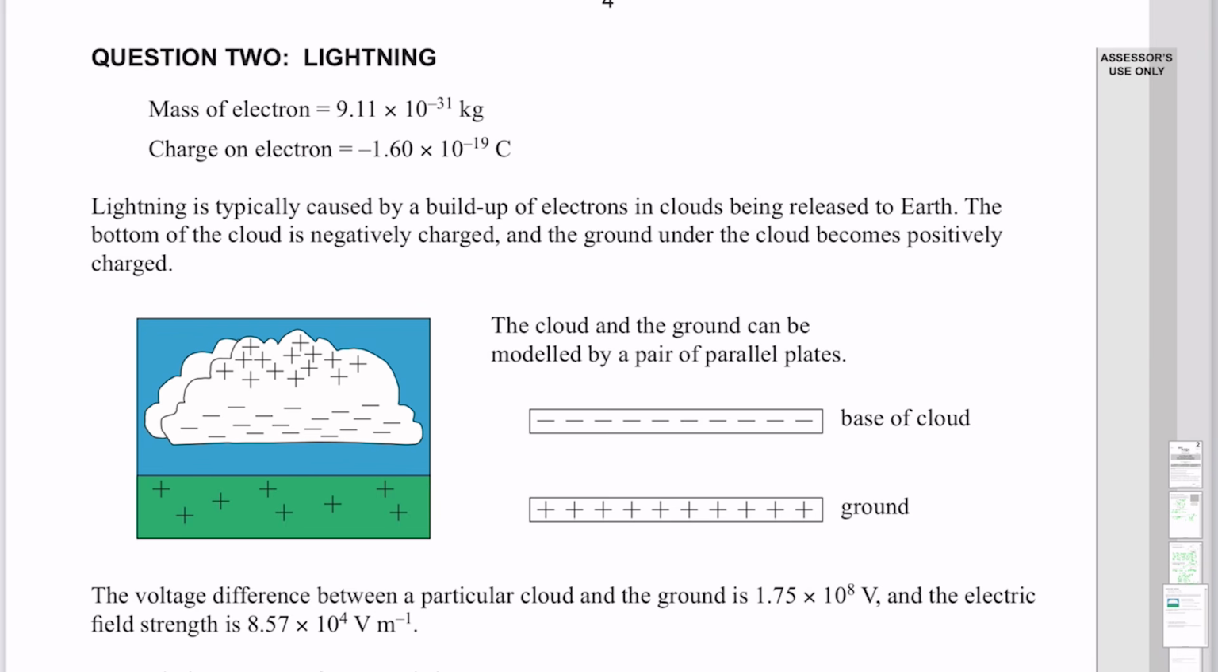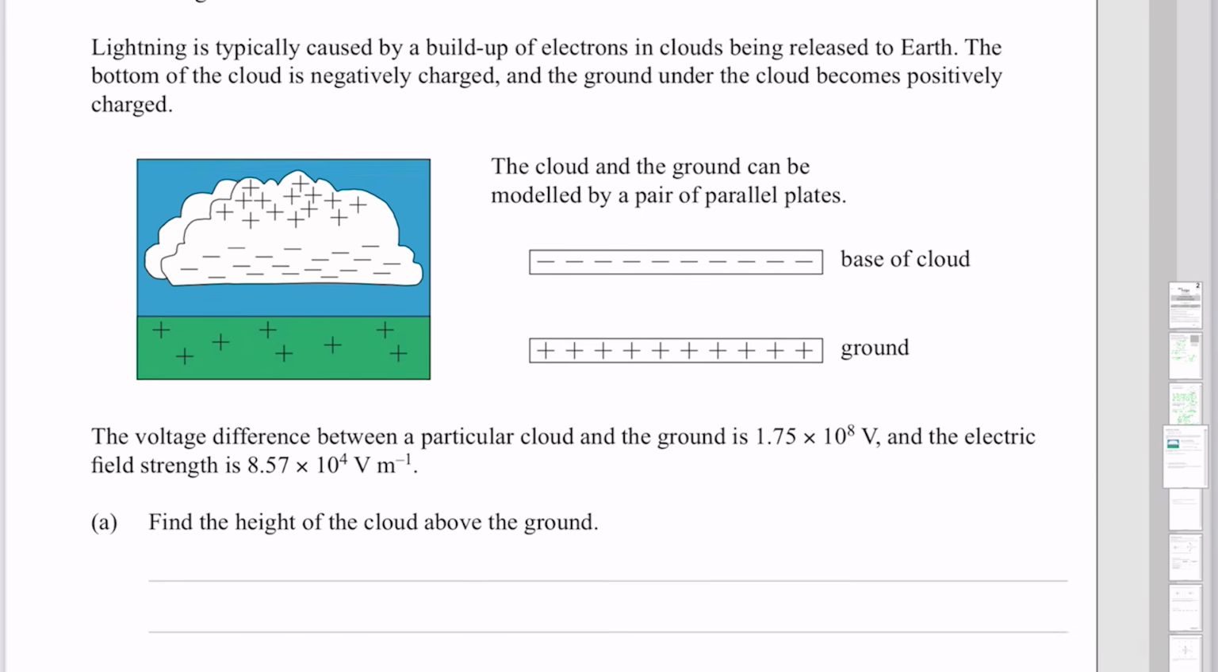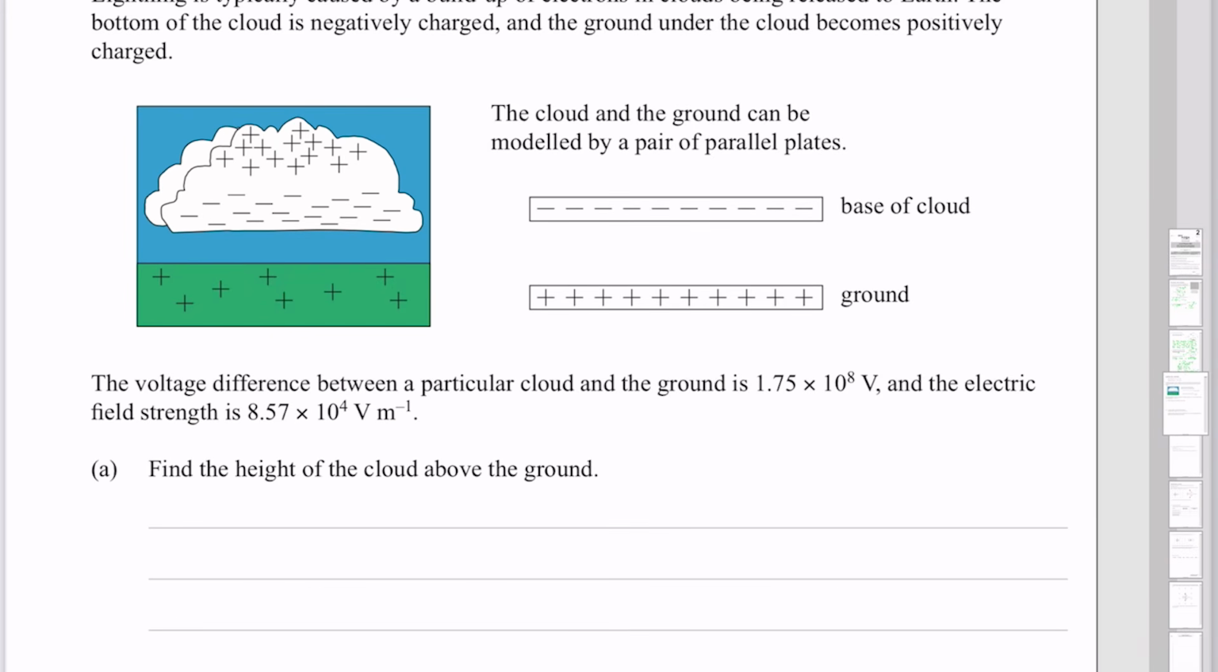Question 2. Lightning is typically caused by a buildup of electrons in clouds being released to Earth. The bottom of the cloud is negatively charged and the ground under the cloud becomes positively charged. The cloud and the ground can be modelled by a pair of parallel plates. The voltage difference between a particular cloud and the ground is 1.75 times 10 to the 8 volts, and the electric field strength is 8.57 times 10 to the 4 volts per meter. Find the height of the cloud above the ground.